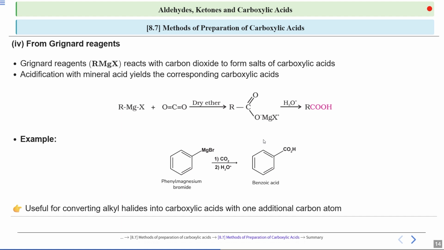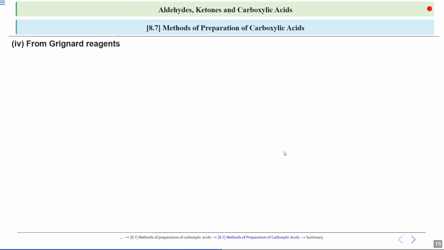Now, finally, it is important to note that this method is particularly useful for converting alkyl halides into carboxylic acid with one additional carbon atom. So this has the ability to extend the carbon chain. When you use this Grignard reagent, with MgBr here, to convert alkyl halides to carboxylic acid, there is one additional carbon atom. So this has the ability to extend the carbon chain. Okay, it is important to note this.